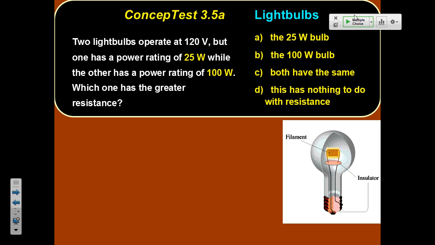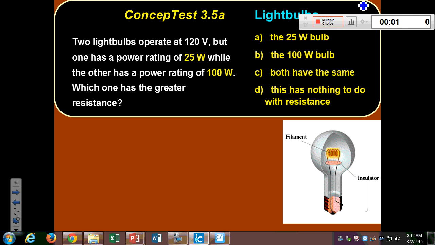Two bulbs operate at 120 volts, but one has a power rating of 25 watts, while the other has a power rating of 100 watts. Which one has the greater resistance? Is it the low power rating or the high power rating? 25 or the 100? Or do they both have the same? Or is that not relevant at all?